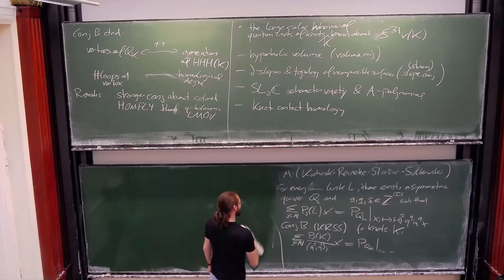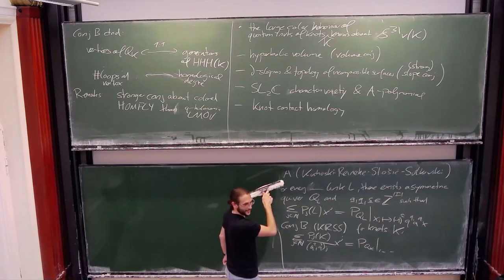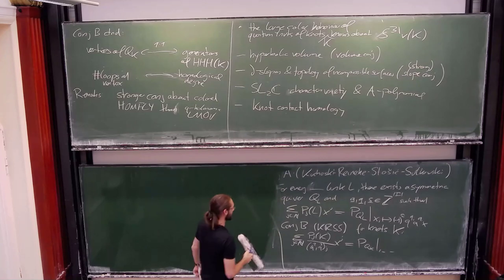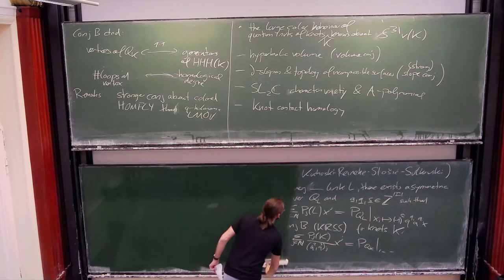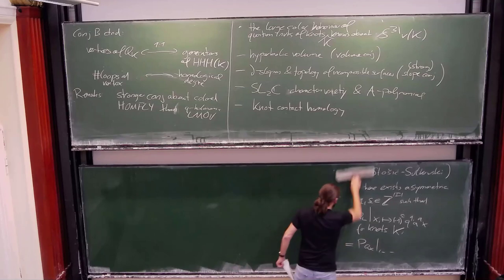Should I? Yeah. So what is A and B? Huh? A and B for what you said. They check A and B. Maybe it's a bad idea to erase the conjectures.